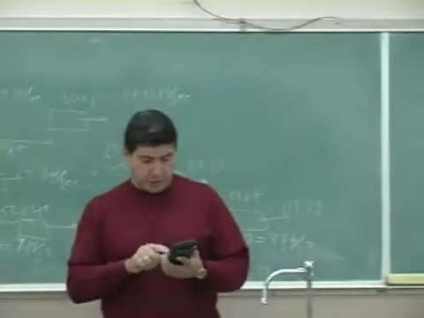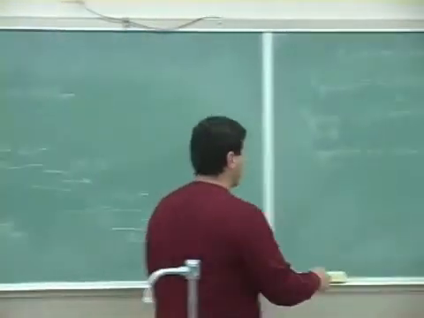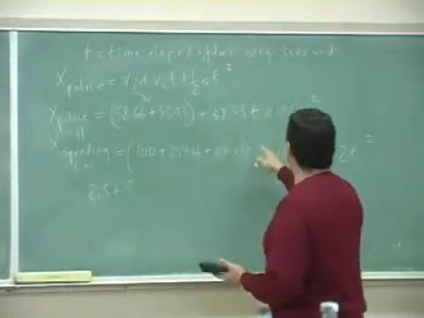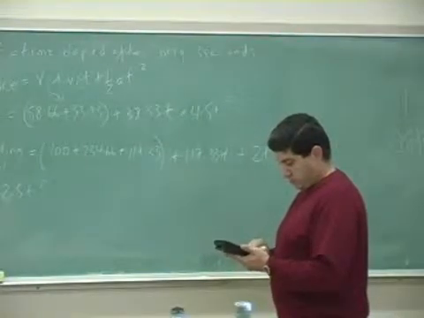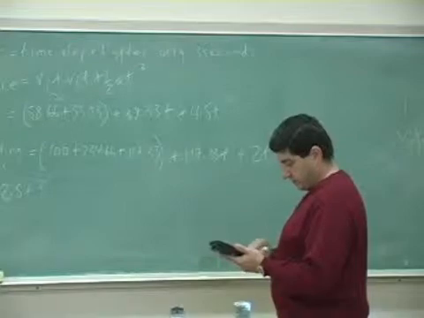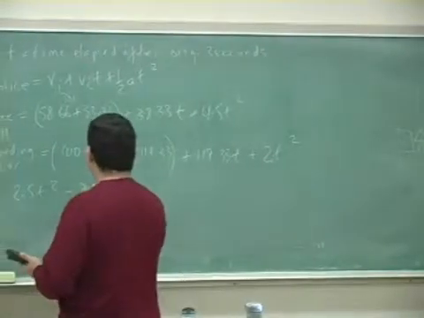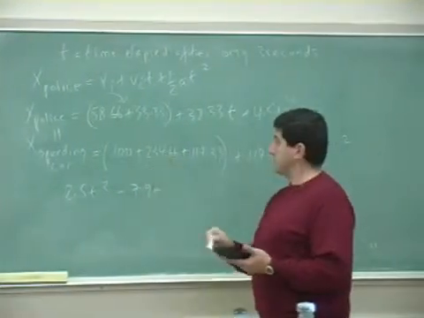The quadratic equation we're going to get is 4.5 minus 2 is 2.5. Then I'm going to do this minus this, 38.33 minus 117.33, negative 79. Then I'm going to do this minus this.